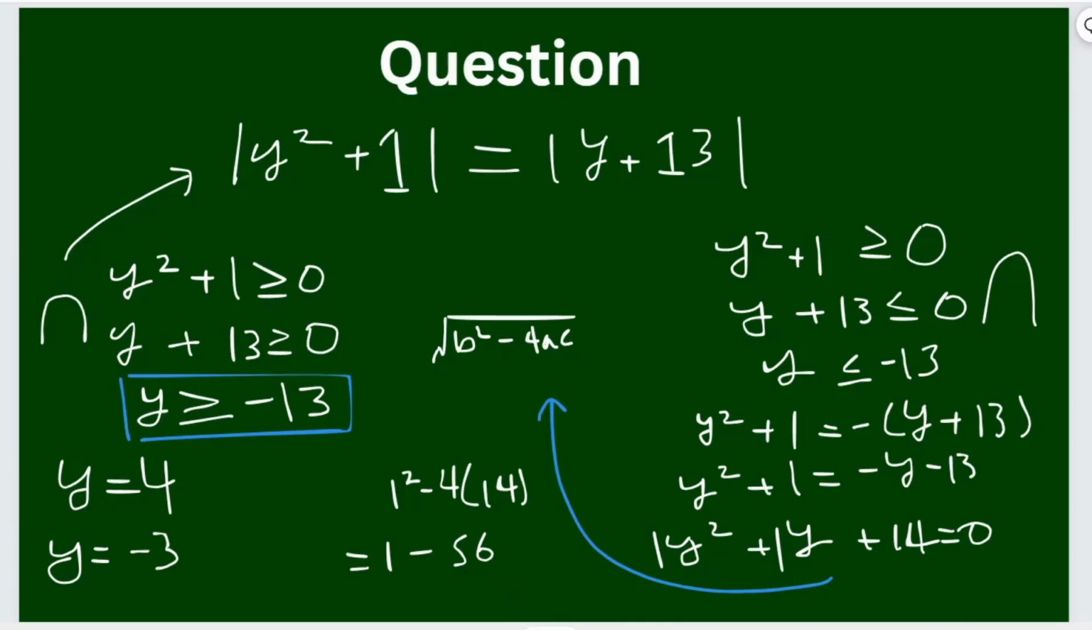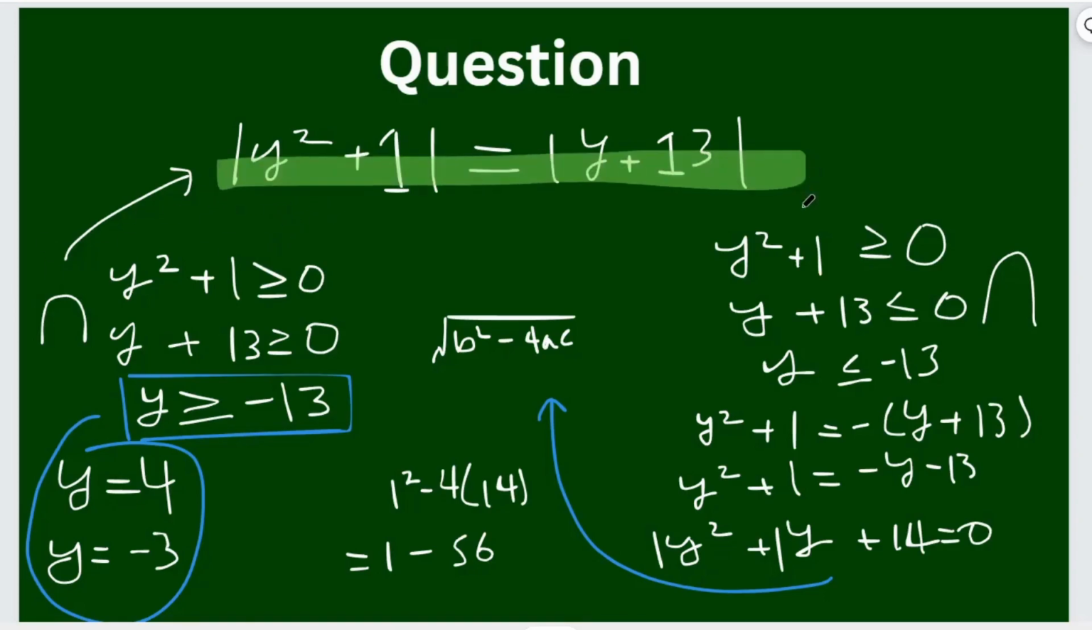So your only solutions here are y equals 4 and y equals negative 3. And therefore, you have the two values of y that satisfy this equation.